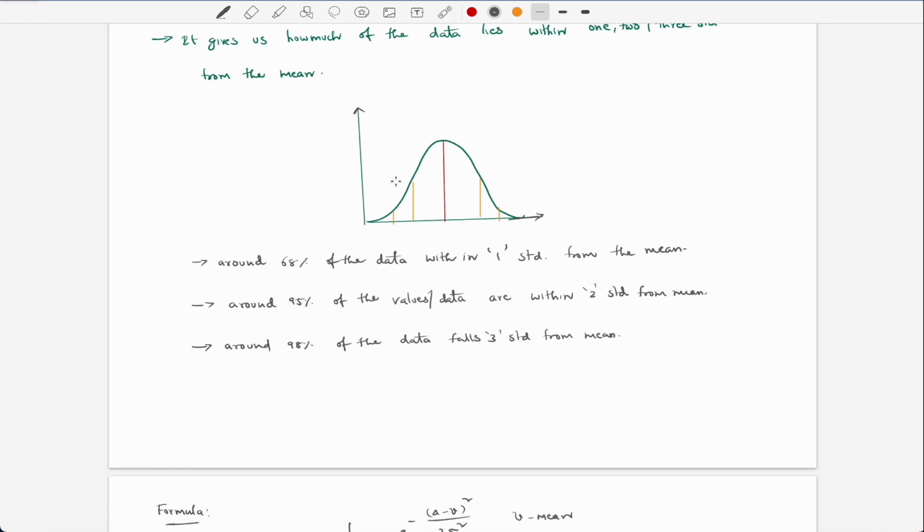I will give the notes to the students, so it has to be neat. This is one standard deviation, this is two standard deviations, and this is three standard deviations. Okay, I hope you understand this.